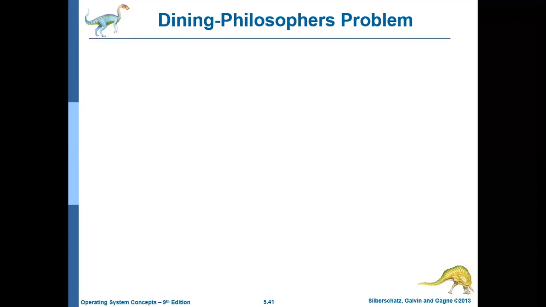Okay, welcome. So we are discussing the classical problems of synchronization. Last class we discussed the bounded buffer problem. In this session, we'll be discussing the dining philosophers problem. Basically, these problems are used to check the efficiency of any proposed solution for the critical section problem.